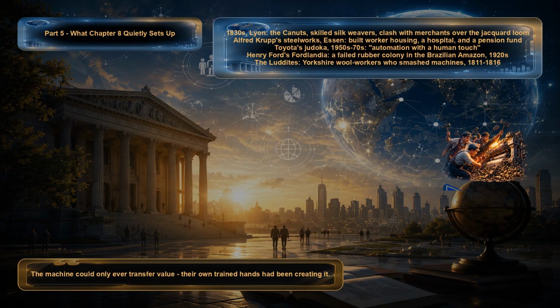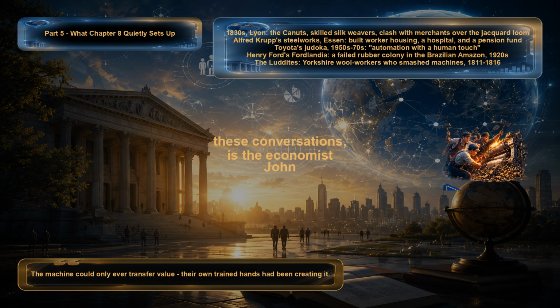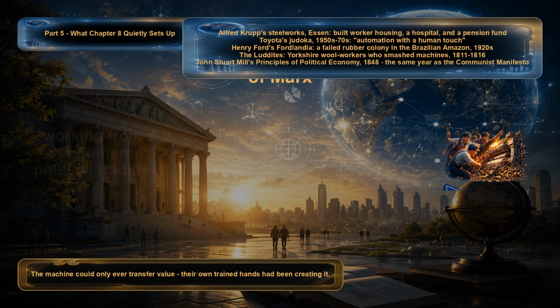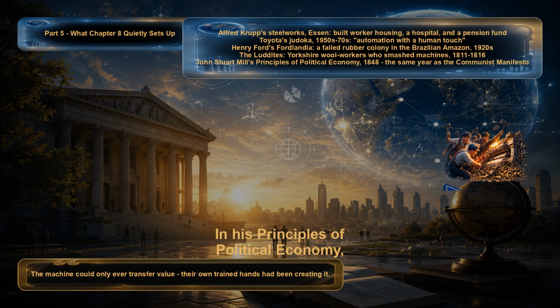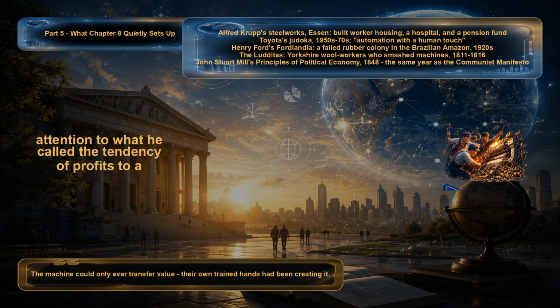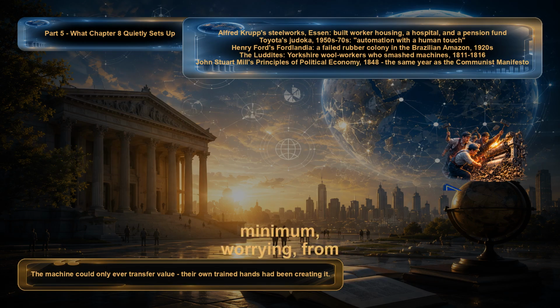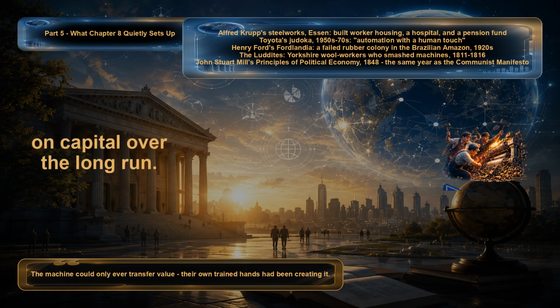Did anyone in Marx's own century notice this same worry about the future before Marx himself formalized it? One figure worth naming here, and rarely brought into these conversations, is the economist John Stuart Mill, a contemporary of Marx working from a very different political tradition. In his Principles of Political Economy, published in 1848, the same year as the Communist Manifesto, Mill devoted real attention to what he called the tendency of profits to a minimum, worrying, from an entirely liberal, non-revolutionary standpoint, that competition and mechanization might squeeze returns on capital over the long run.